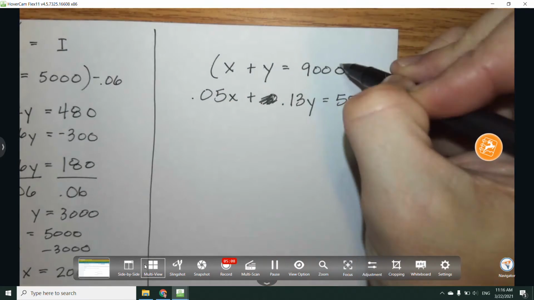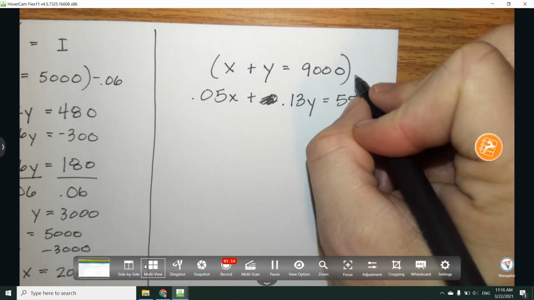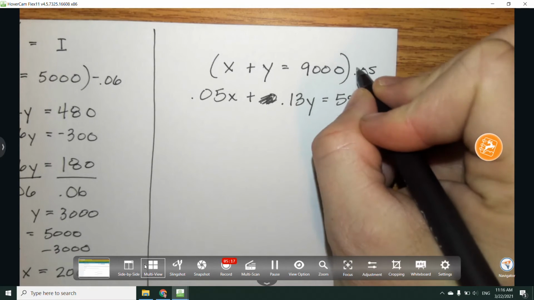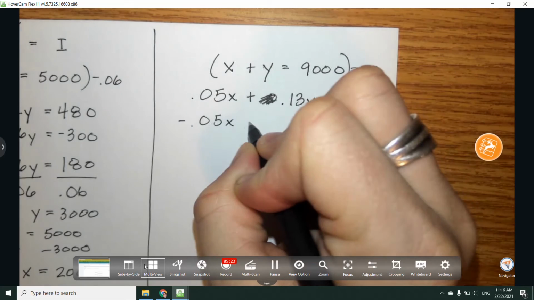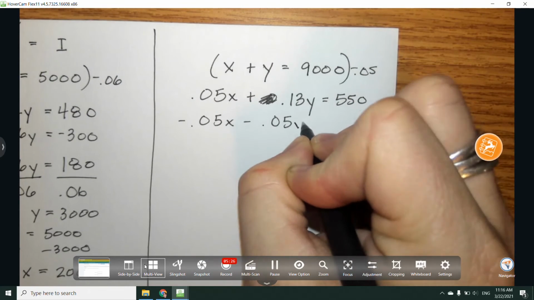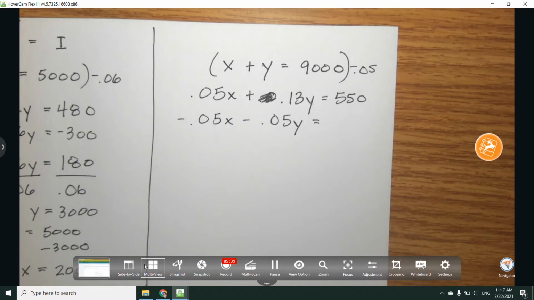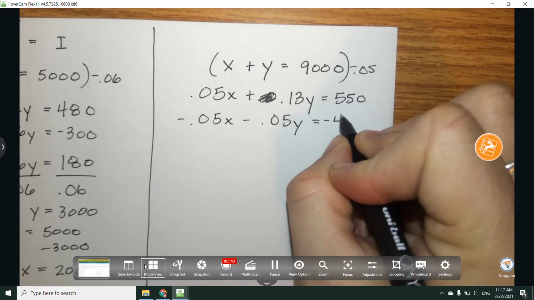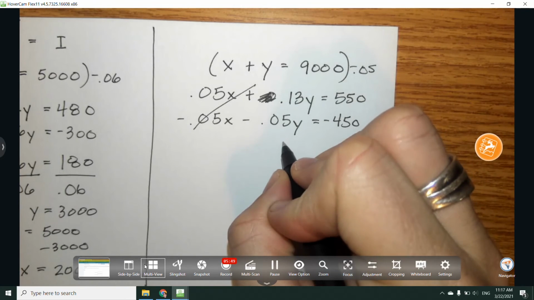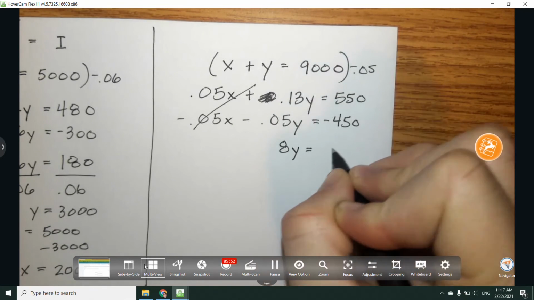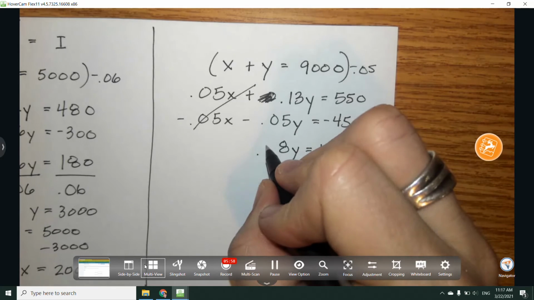So once again, we're going to do this one by elimination. We're going to multiply by a negative 0.05 here, which gives us a negative 0.05x, negative 0.05y, and 0.05 on 9,000 is a negative 450. Once we do the subtraction, we're left with 0.08y, and this is equal to 100. I almost messed that up.